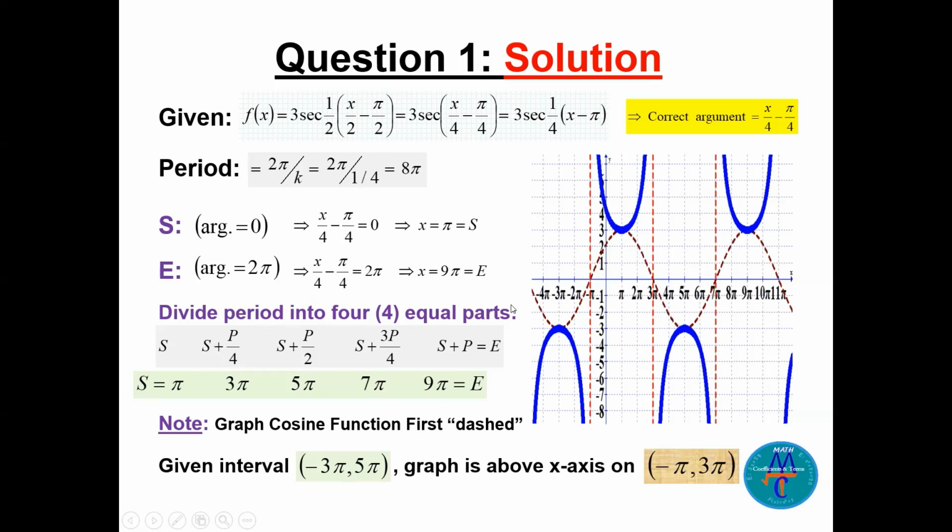Divide the period into 4 equal parts to know the vertical asymptotes. See, the vertical asymptotes of this secant are the zeros of the cosine. So we have 3 pi, 7 pi, and we have also minus pi. So let's look at the interval from minus 3 pi to 5 pi here. We need the graph above the x-axis only in this interval, which is minus pi open to 3 pi.